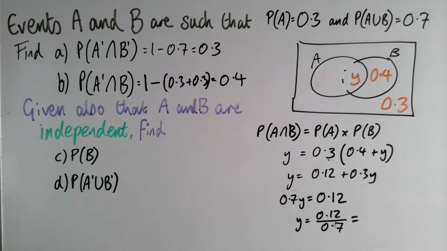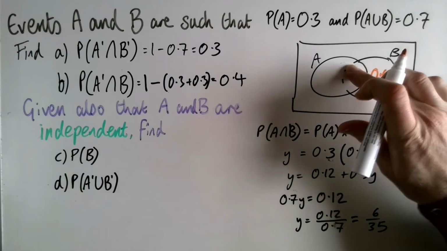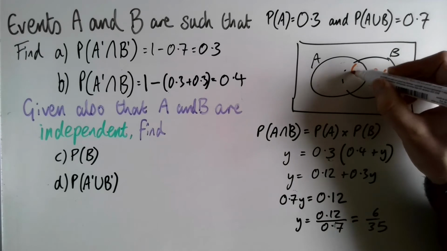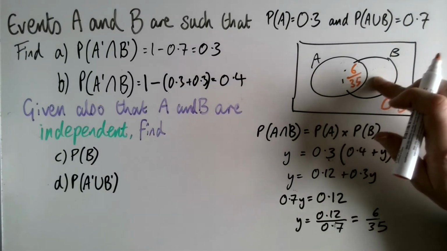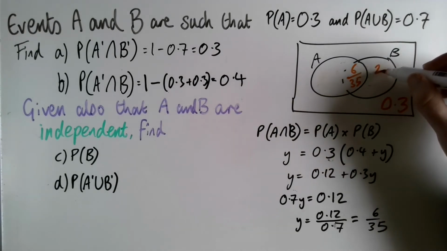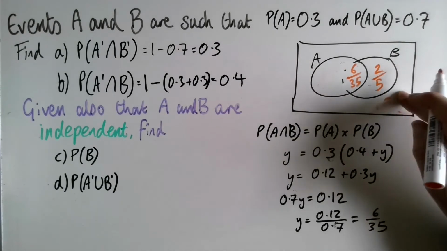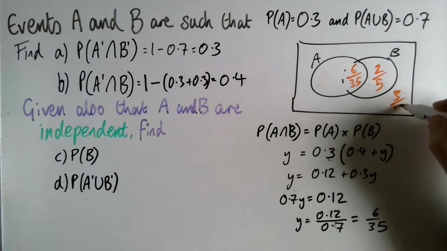Sorry, that's not right, is it? That should be 0.7y. You take 0.3y away from 1y, so 0.12 over 0.7. So if you put that into the calculator and simplify it any way you like, it actually comes out as 6/35. So we can say that this bit here is 6/35. You could do it as a decimal, but it's horrible. Therefore, I'm going to change now from decimals to fractions. 4/10 is 2/5, isn't it? And 3/10 is 3/10 there.